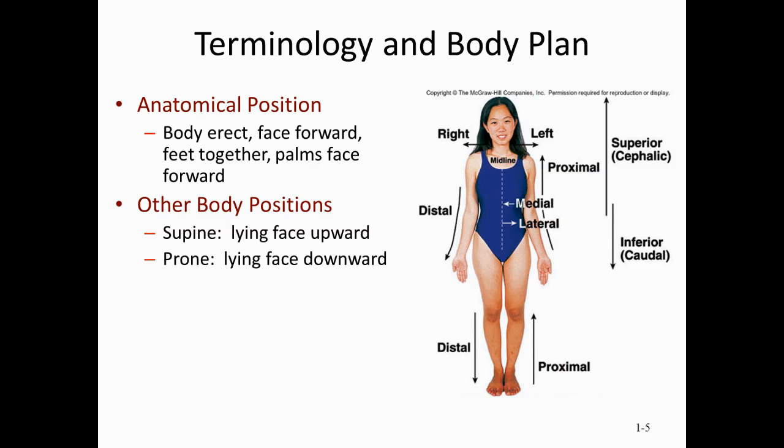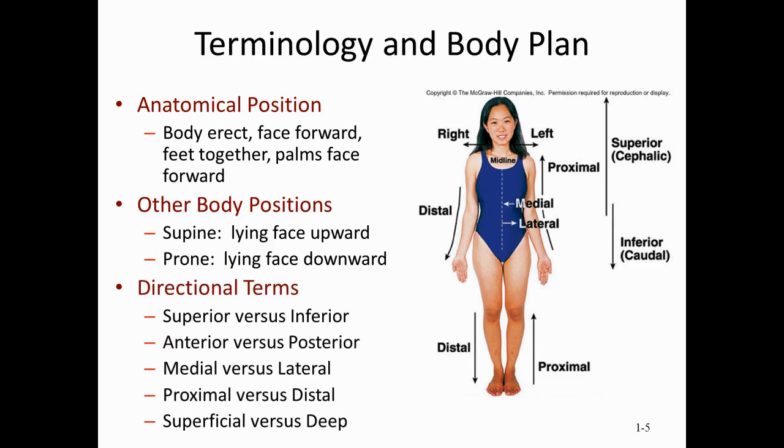Some other different body positions. We have supine. If you remember, if you lay on your back, if you lay on your spine, you are supine. So basically supine is laying down face up. And if you're prone, you're laying face down. And my thought is if you're laying face down, then you're prone to somebody sneaking up on you. Okay, so prone is laying face down.